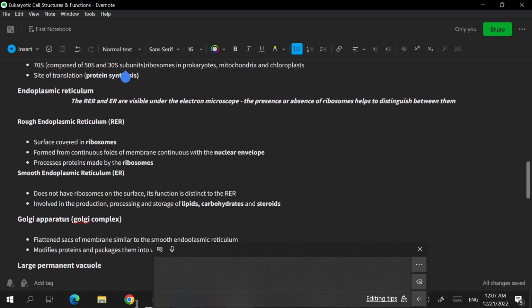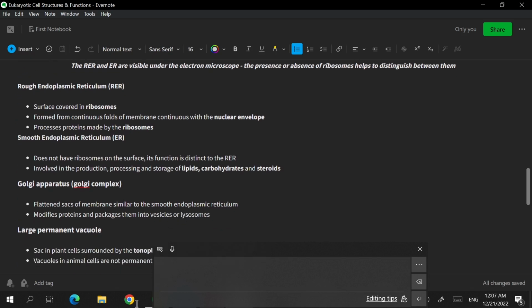And the endoplasmic reticulum, we have rough and smooth. Rough is studded with ribosomes, or its surface is covered in ribosomes, and these are formed from continuous cell membrane, continuous with the nuclear envelope. It processes proteins made by ribosomes. They make protein, and they can even transport the protein, and do membrane production. Synthesis, folding, and modification of proteins.